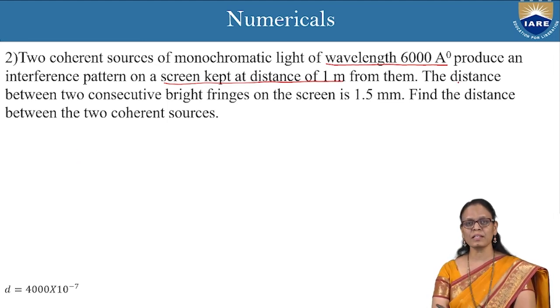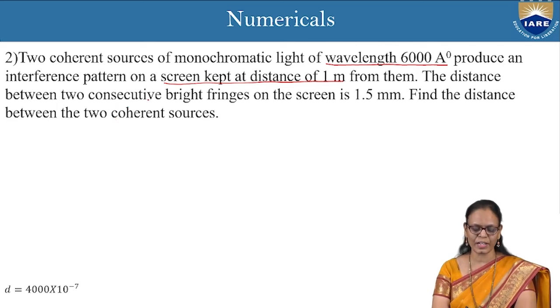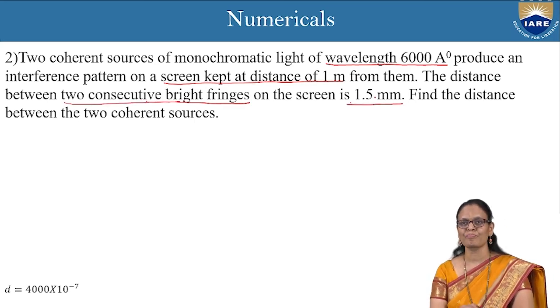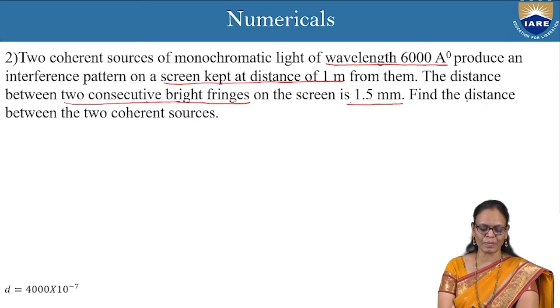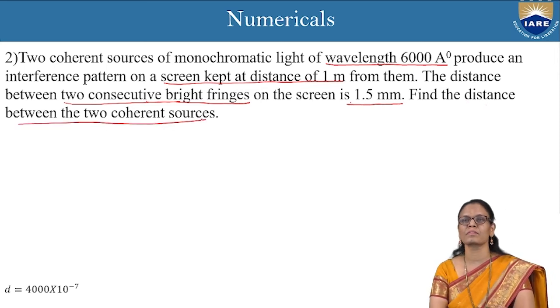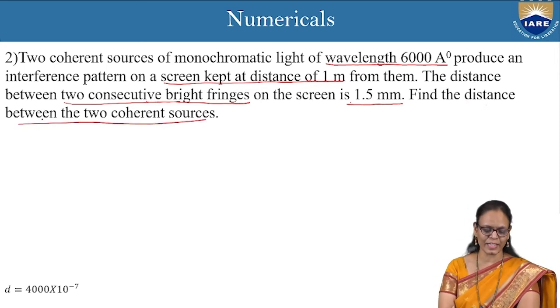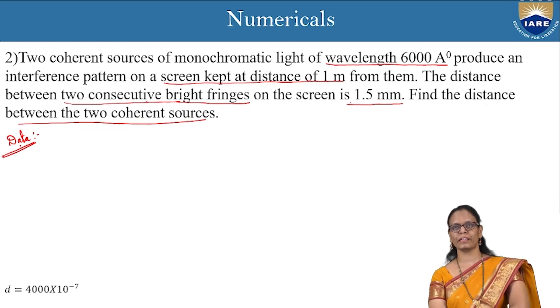And the distance between 2 consecutive bright fringes is given as 1.5 millimeter. You have to find the distance between the 2 coherent sources. So let us write the data. Once we write the data, the problem becomes very clear.